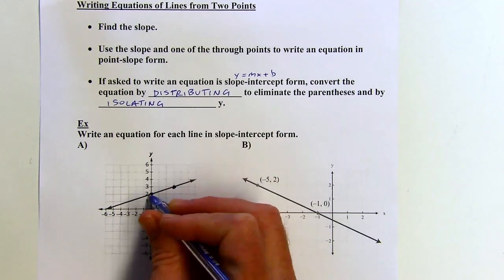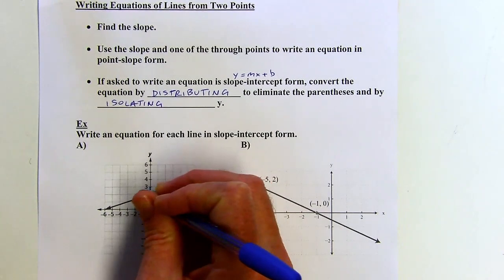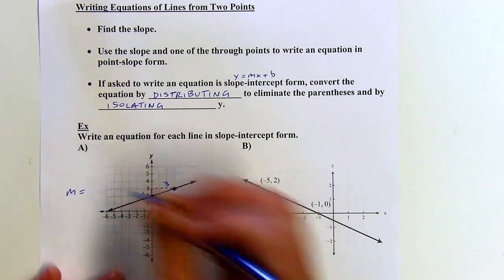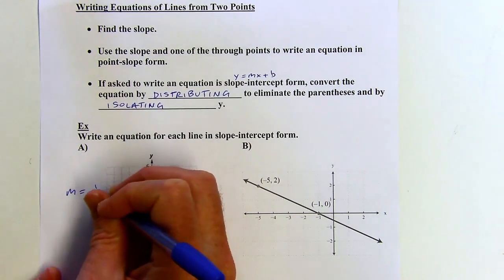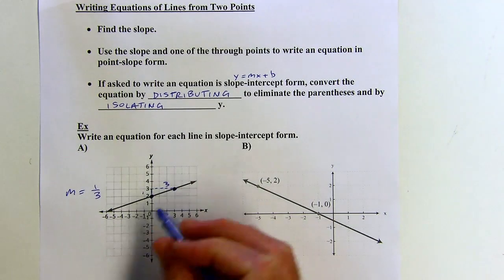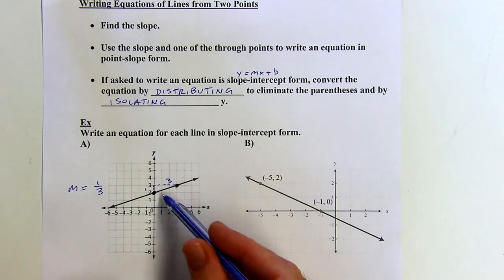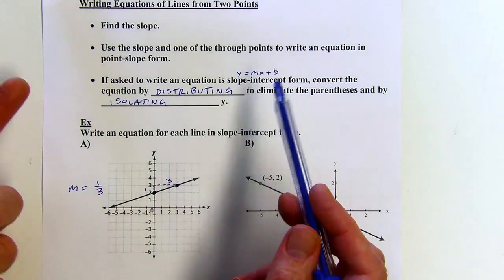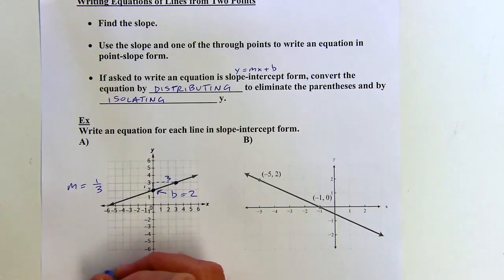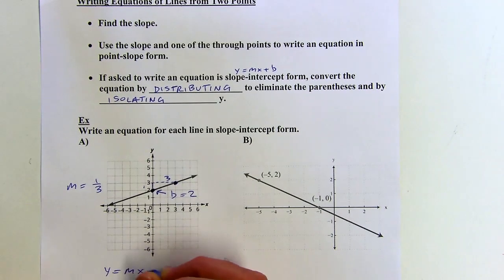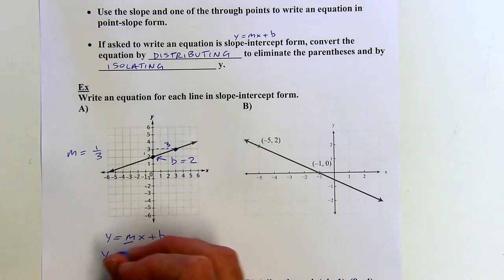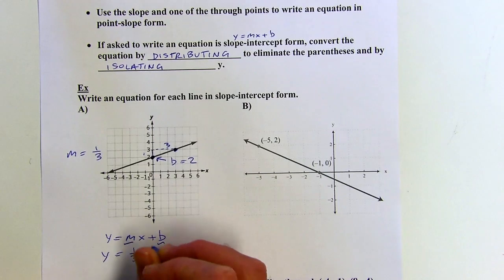So here, to get from this point to that point, I'm going to go up 1, and then I'm going to go to the right 3. So that means my slope is going to be 1 over 3. Okay. And then I need the y-intercept, which I happen to have here. So if I didn't have it, I could go through all of these steps, but I can see that the y-intercept here is the point 2. So if I'm looking for an equation in y equals mx plus b form, I already have the 2 things that I need. So this is going to be y equals 1/3 x plus 2.